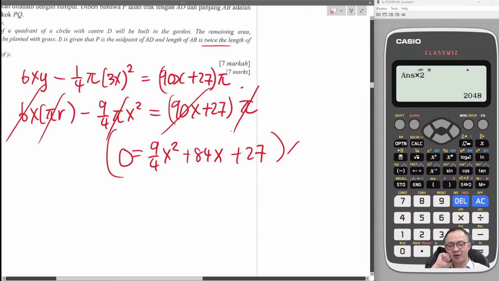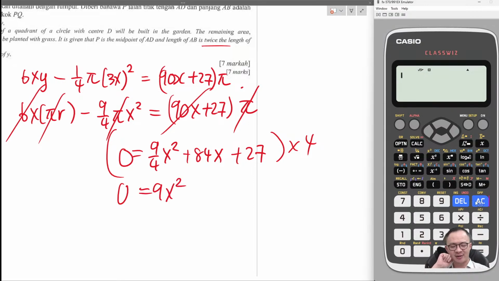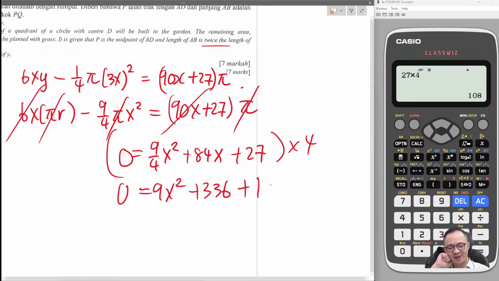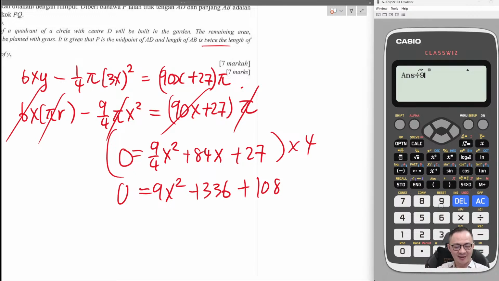I'll multiply 4. So 0 equals to 9x squared. The numbers go crazy big. As a quadratic, not very big, but it's still bigger than I expect. Can all the numbers be divided by 9? Okay, this one can divide by 9. Can 336 be divided by 9? No. 336 can divide by 3. Okay, make the number smaller, divide by 3.